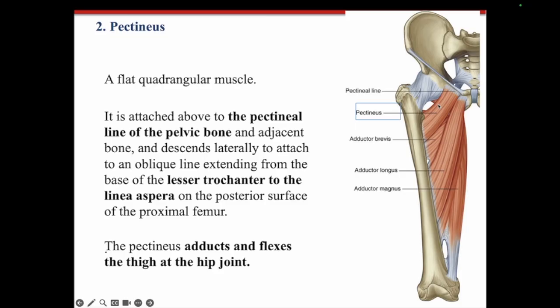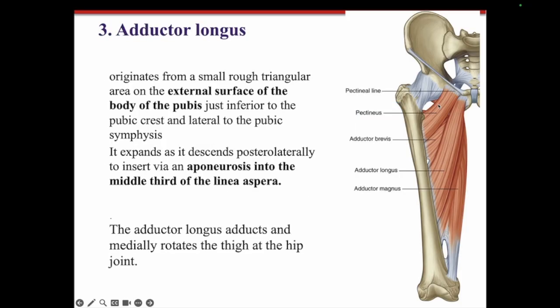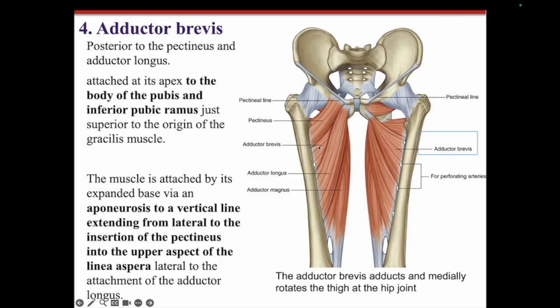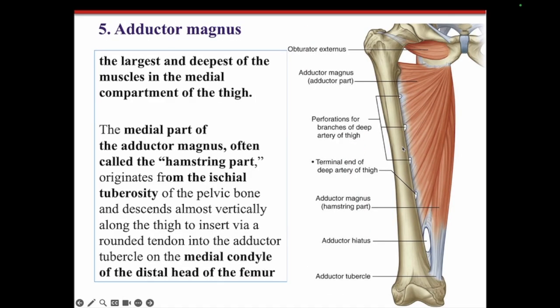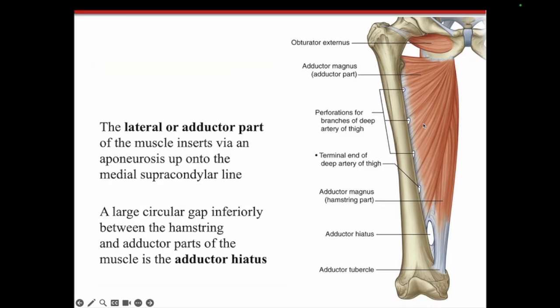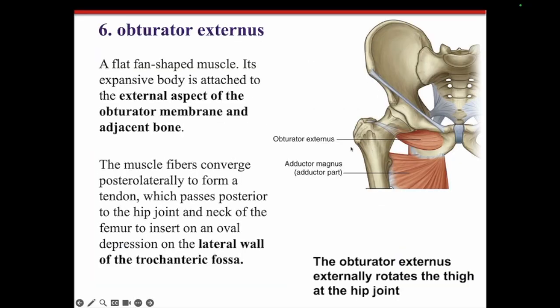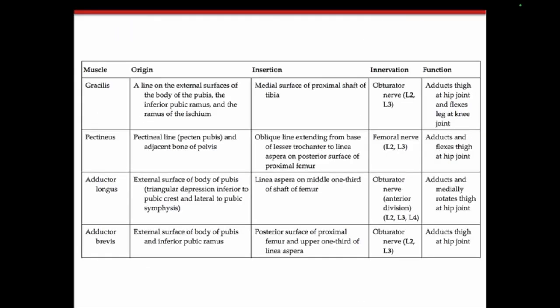You have the pectineus, you have the adductors. In the adductors, you have a longus, a magnus, and the brevis. Brevis is smaller, and magnus is very large with this adductor foramen. The obturator externus comes from the outer part of the obturator foramen and will be attached to the lateral wall of the trochanteric fossa. This is an external rotator.